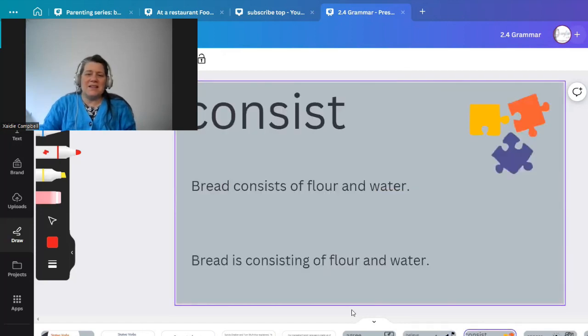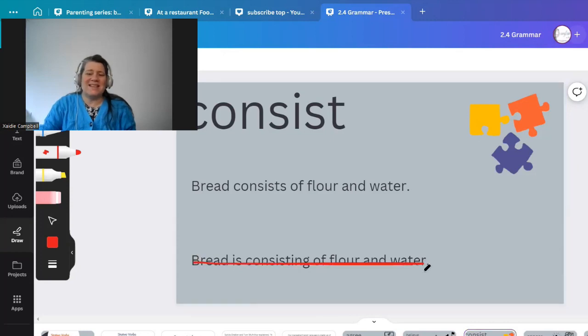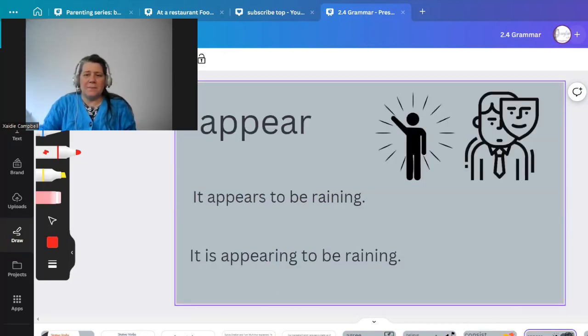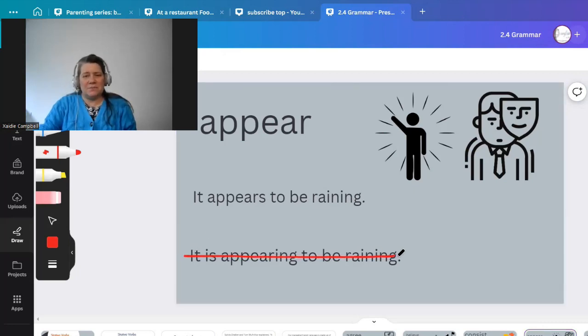Consist. Bread consists of flour and water. Bread, nope. Bread is consisting of flour and water. No, we don't do that. We just don't say that one. Appear. It appears to be raining. It is appearing to be raining. Nope, we don't say that one. So some of them are hard and fast. They don't have a lot of different meanings. Some of them can shift. Okay?